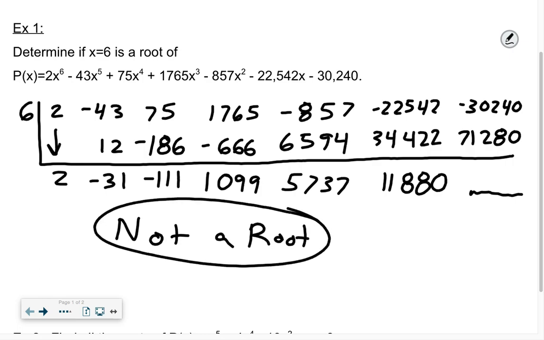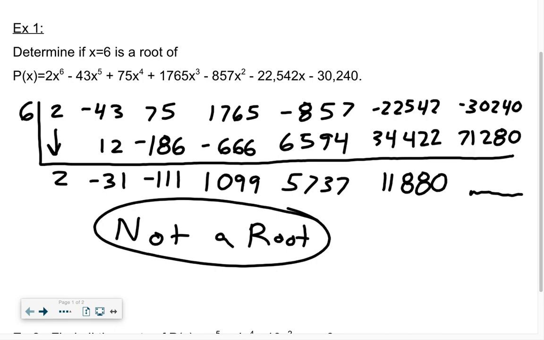Once again, what does our remainder have to be? 0. So again, the whole point to example number 1 is just understanding that we can use synthetic division for any given polynomial that they give us, whether it's really small or whether it's really big.